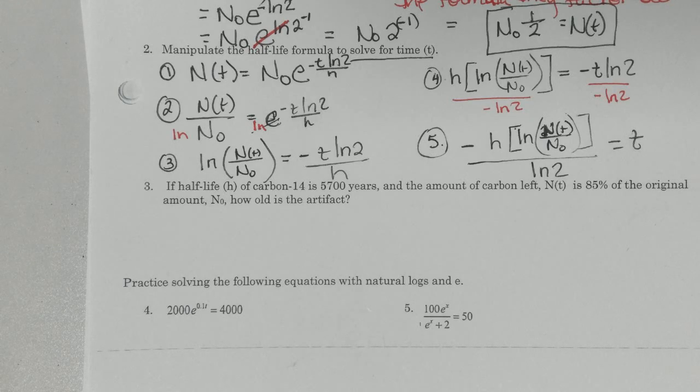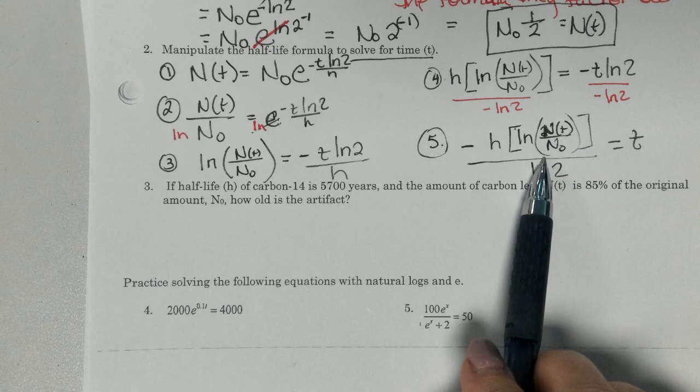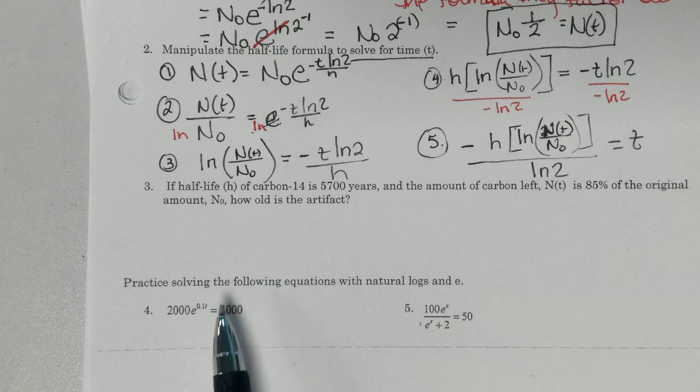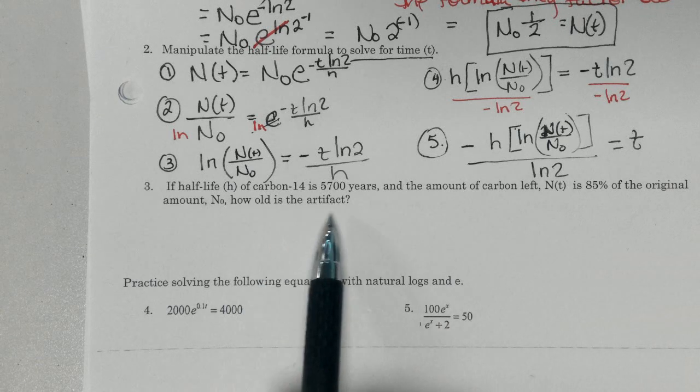Okay. Now, what we're going to do in problem number 3 is use this manipulated formula to find out how old an artifact is. Okay? How much time has gone by.